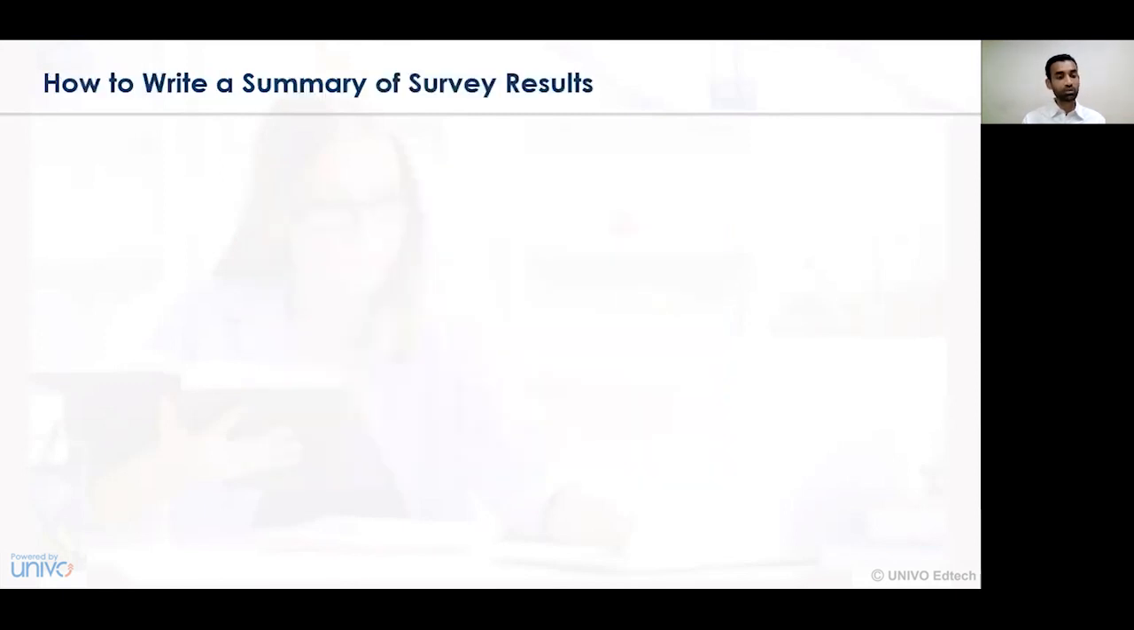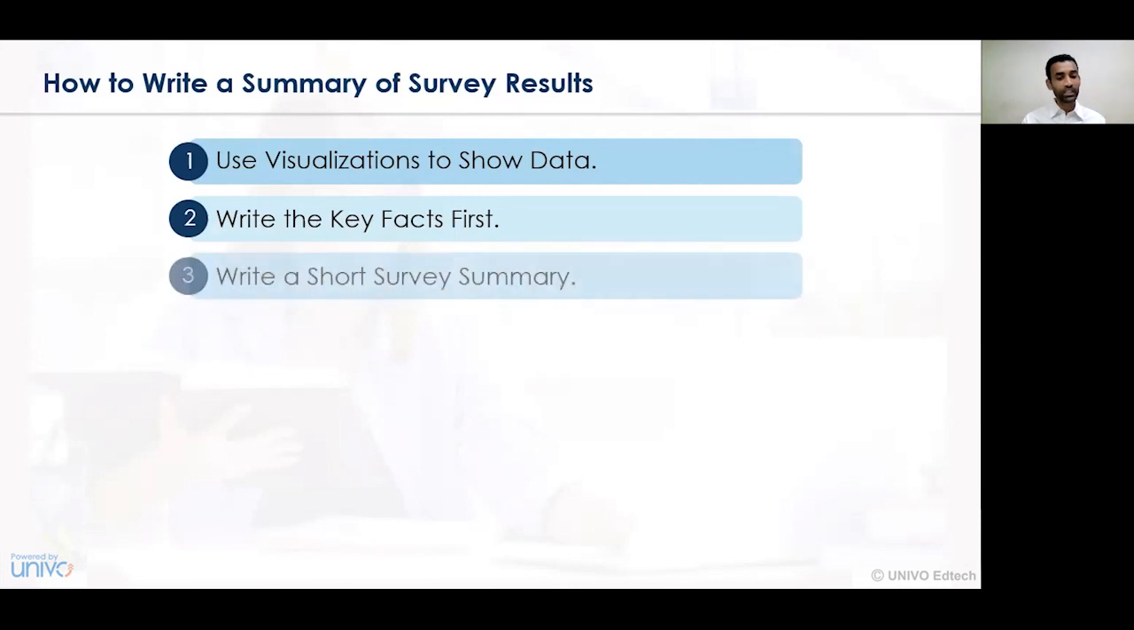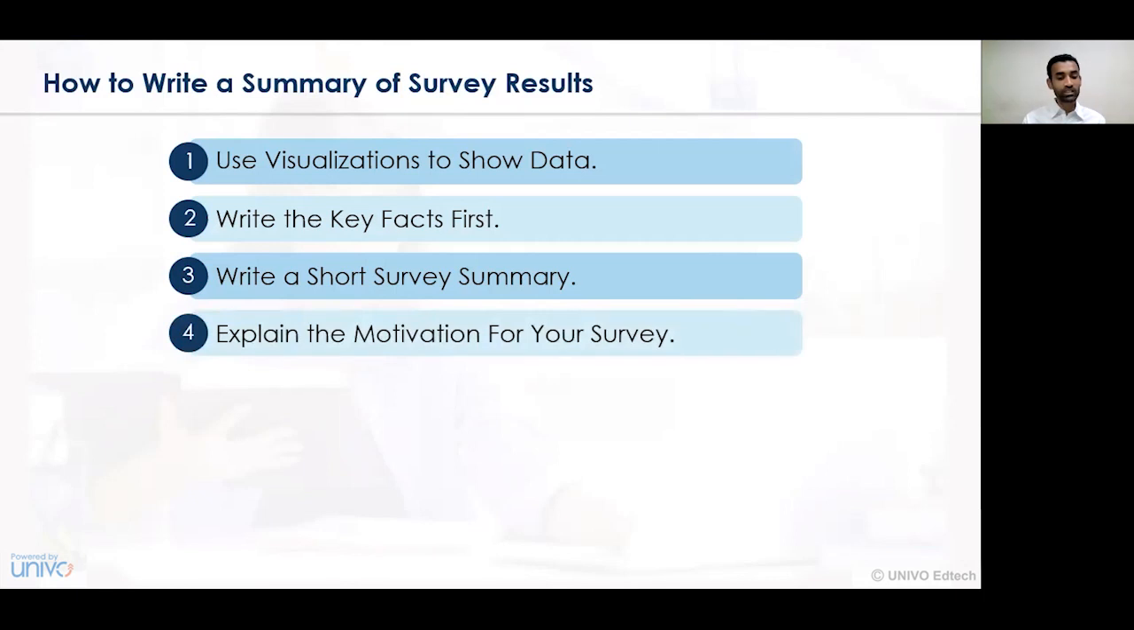Now let us understand how to write a summary of survey results. We can write the summary of survey results on the basis of number 1, using various visualizations to show the data, writing the key facts first. So just bullet points or certain information can be provided as key facts. Writing a short survey summary, a small paragraph of 2 to 3 sentences explaining the motivation for your survey. So what is the motivation for your survey?